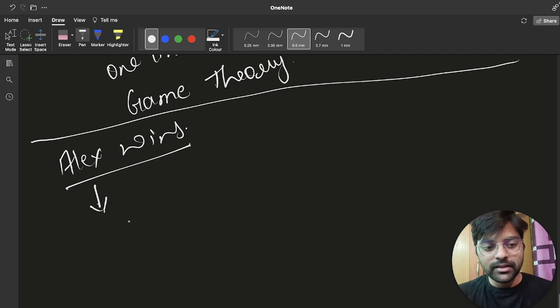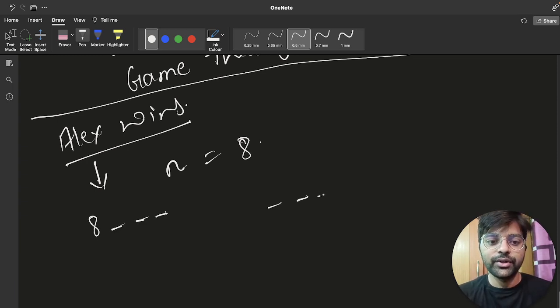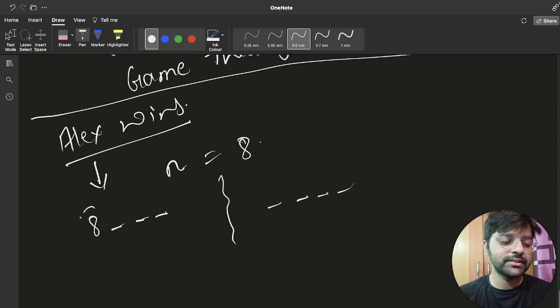So let's say that Lx is going to win and the total number of cards is n. Let's say n equal to 8. Now what is the condition when Lx will win? Let's say Lx has 8. Lx will get 4 cards and Boris will get 4 cards. But let's consider that simple example.